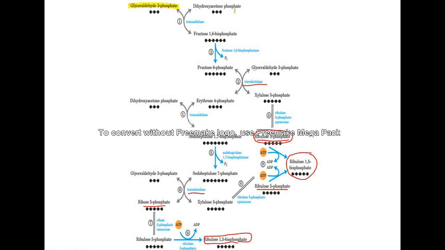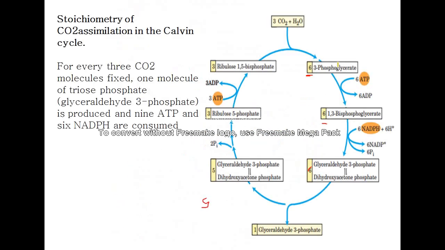One glyceraldehyde 3-phosphate, okay, one dihydroxyacetone phosphate, okay, another dihydroxyacetone phosphate is used here, 2, 3. Okay, this glyceraldehyde 3-phosphate we used, 4. Okay, here one glyceraldehyde 3-phosphate was used, 5. Okay, where did one glyceraldehyde 3-phosphate go? One glyceraldehyde 3-phosphate goes for the synthesis of sugar, sucrose and starch. So this is how it is.